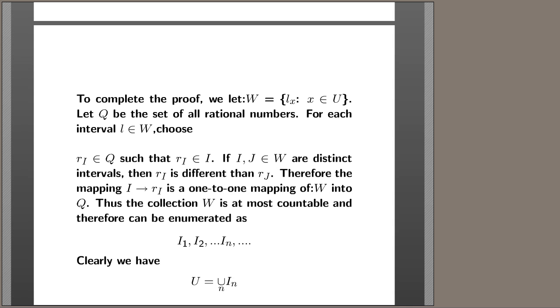Obviously, because I and J are disjoint. Why are they disjoint? Because we said distinct. Each of them has a rational number in it, and their rational numbers are different. Therefore, the mapping that takes an interval I to its rational number is a one-to-one mapping from W to Q. And therefore, the collection W is at most countable. When you say at most countable, it means it's either finite or countable.